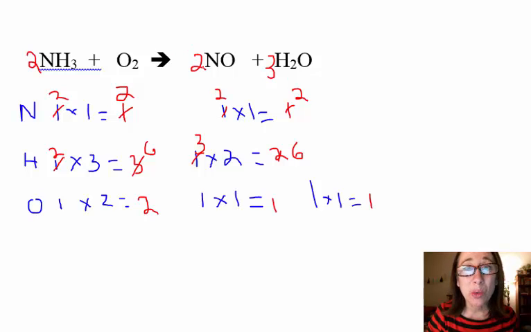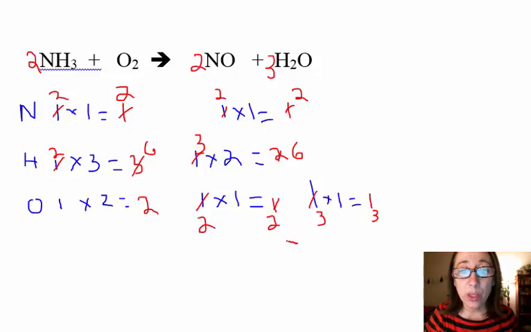However, when I put this 2 in front of my nitrogen monoxide and that 3 in front of my water, that changed the number of oxygens I had. So let's look at that. I now have 2 oxygens from my nitrogen monoxide, and I now have 3 oxygens from my water. So that gives me a total of 5. So how can I get 5 oxygens on my reactant side? Well, if I multiply 2 by 5/2, I can get 5.